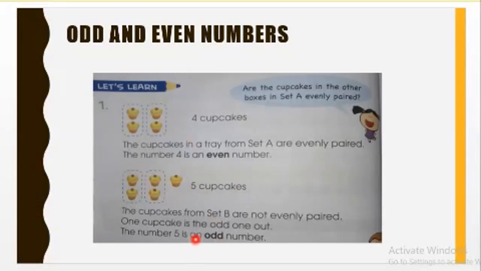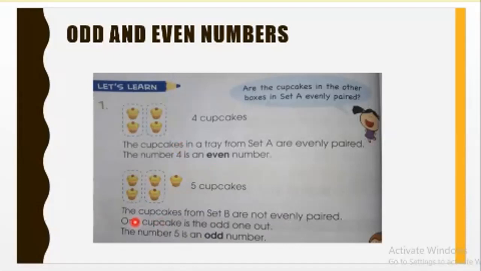This is the simple way where you can group the objects into groups of two, and then you can easily find out that one is left. So you can tell me that that's an odd number. And if all the items are equally grouped into groups of two, then you can say that those are even numbers.